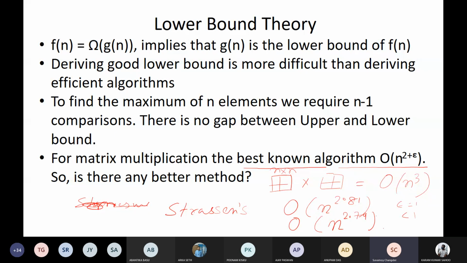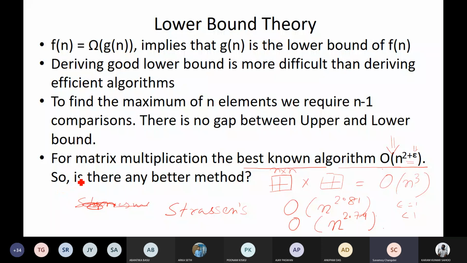So we cannot conclude that the lower bound of matrix multiplication is a fixed value, that is n to the power 2.81 or n to the power 2.79 or something. We can say that the time complexity for matrix multiplication can be written as order of n to the power 2 plus epsilon. So if you decrease the value of epsilon, that will be the best algorithm.